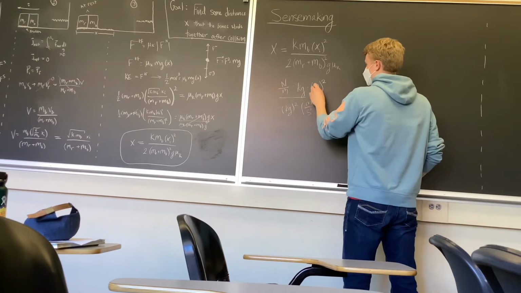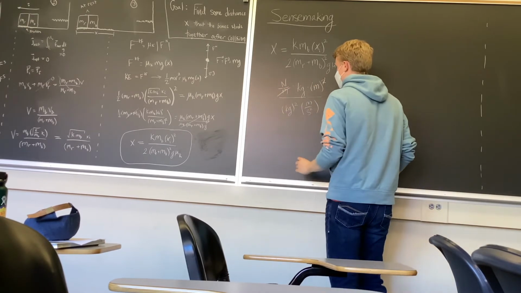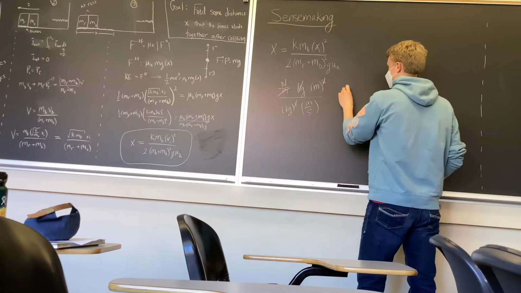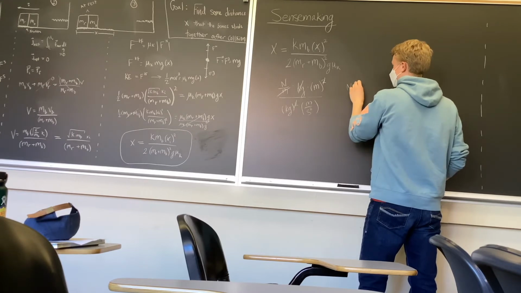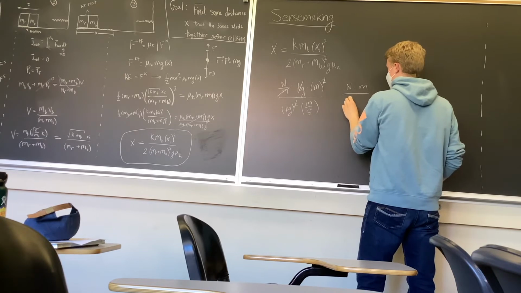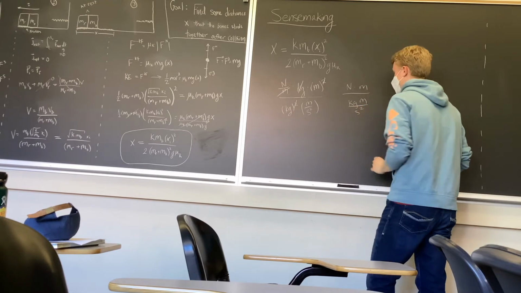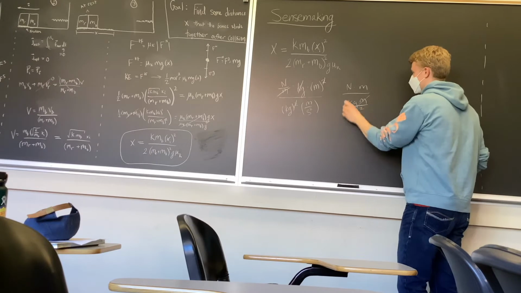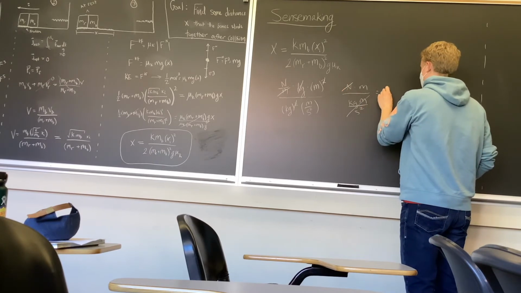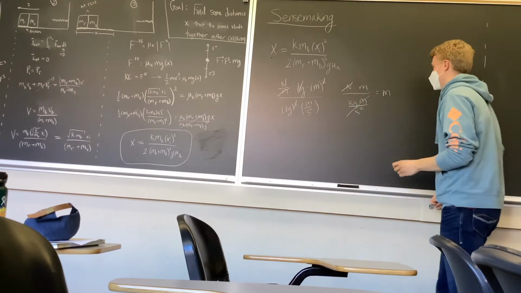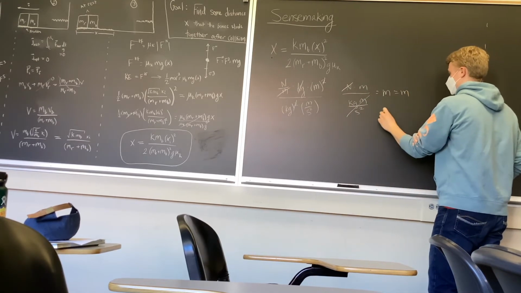So initially we can do some cross canceling here with the kilogram and one of our meters. So we're left with newtons times meters over kilograms times meters per second squared. And a kilogram meter per second squared is equal to a newton. So we can cross cancel these. What we're left with is meters, and that's what we want because our answer should be a displacement x, so meters will equal meters, which is perfect.